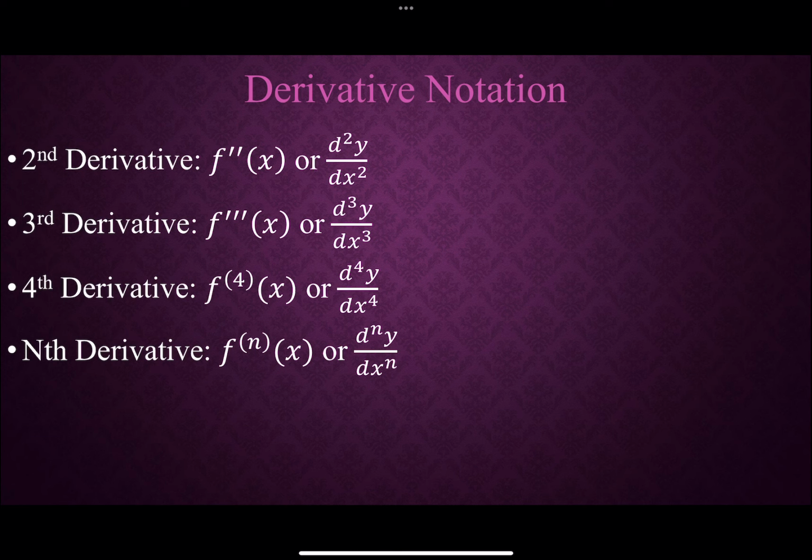Now, notation-wise, we use the double prime for f of x, triple prime for the third derivative, and then after that we just do in parentheses the number we want to talk about. So f^(4) means fourth derivative, f^(n) for the nth derivative in general. With our implicit notation, it's d squared y dx squared, d cubed y dx cubed, and so on there, where we're using the number itself as the exponent for that d and the x to indicate the derivative term we're talking about.